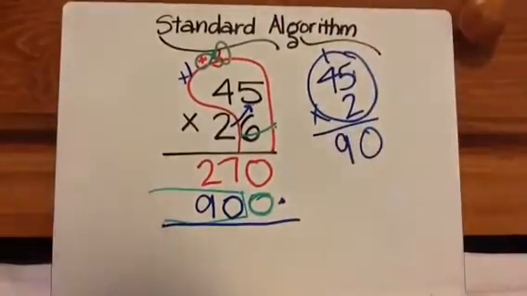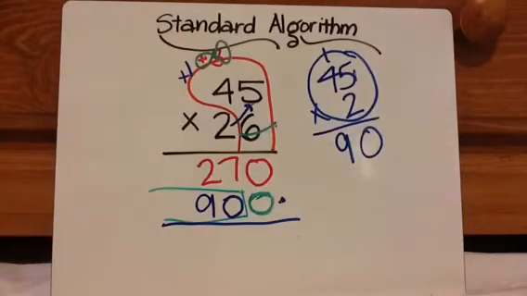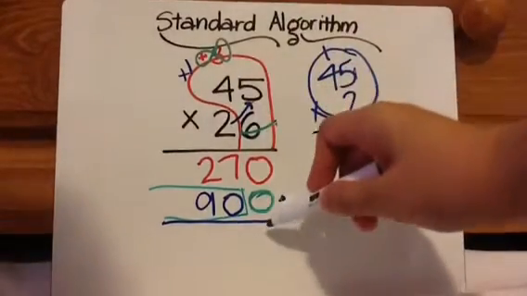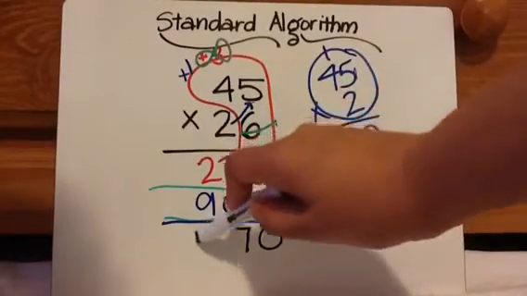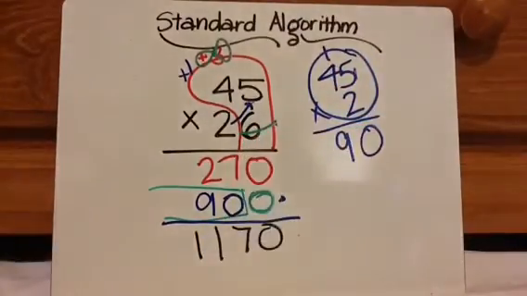So step 4 now is to add up both products. So 0 plus 0, 7 plus 0, and 9 plus 2 is 11. So 1170 is your answer.